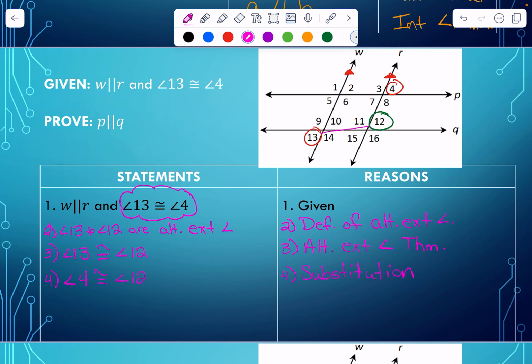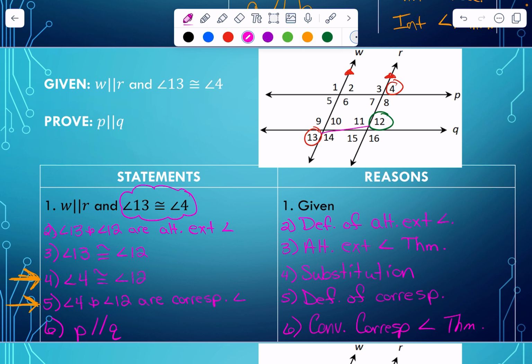Okay, so now we just have to say what it is. So angle 4 and angle 12 are corresponding angles, and that is by our definition of corresponding. Now, here's the key to this. Since I know those angles are congruent in step 4, and I know that they're corresponding in step 5, now we can make our proof statement of P being parallel to Q by the converse corresponding angle theorem.